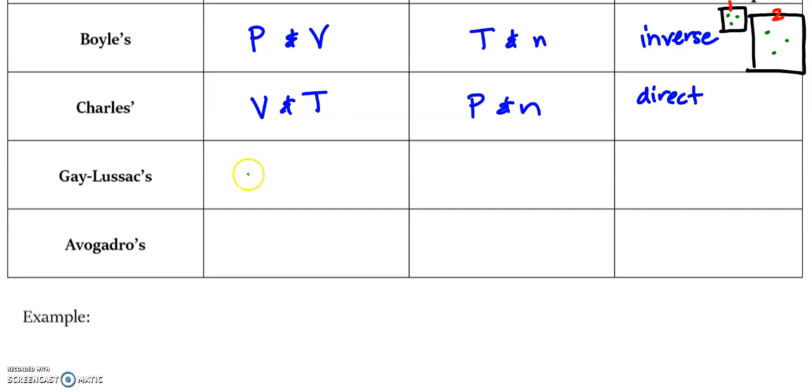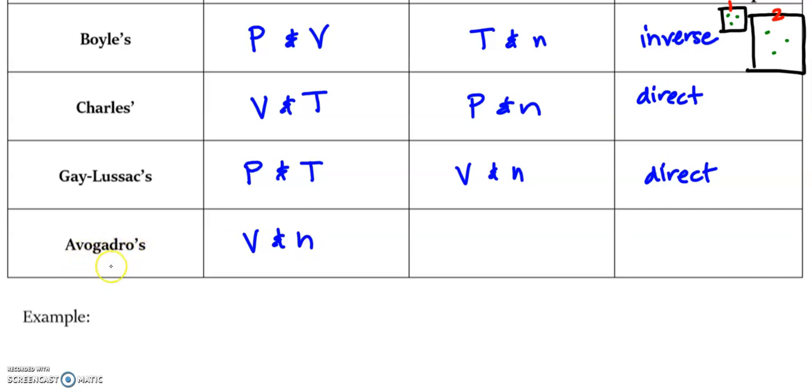Gay-Lussac's law is a relationship between pressure and temperature. So this is where your volume and moles are constant. This is also direct. Okay, so if your volume can't change, you have a rigid container, and you increase the temperature, those molecules are going to move faster, but they can't change the shape of the container. So that means they're going to collide more and harder, so your pressure would increase. Increase temperature, increase pressure.